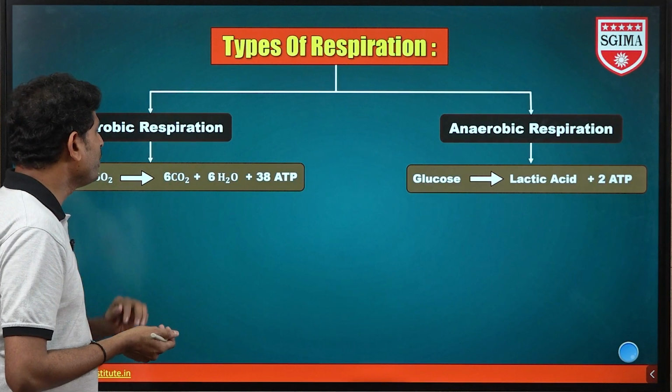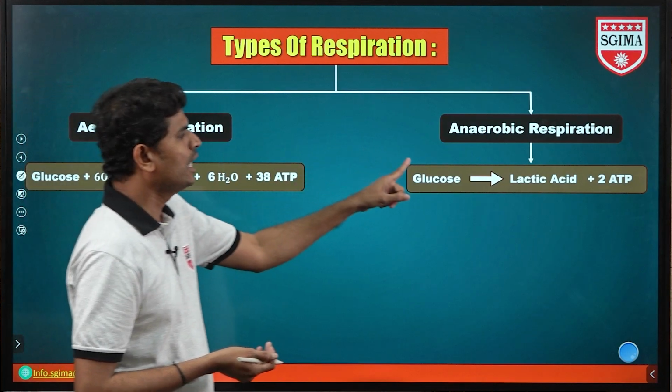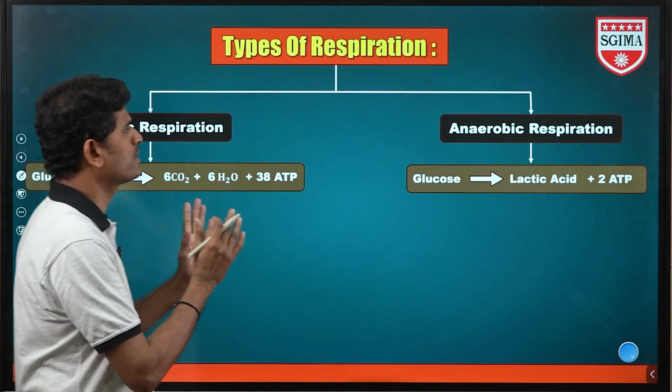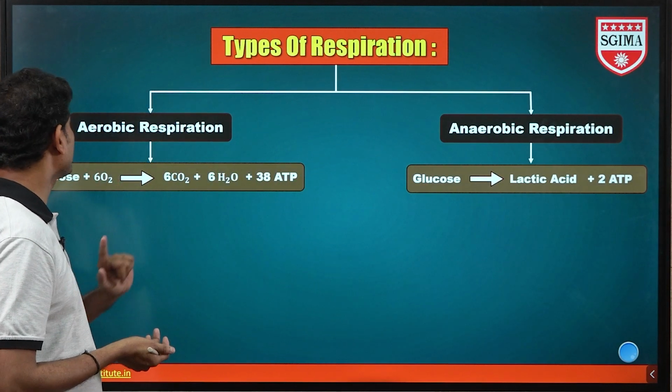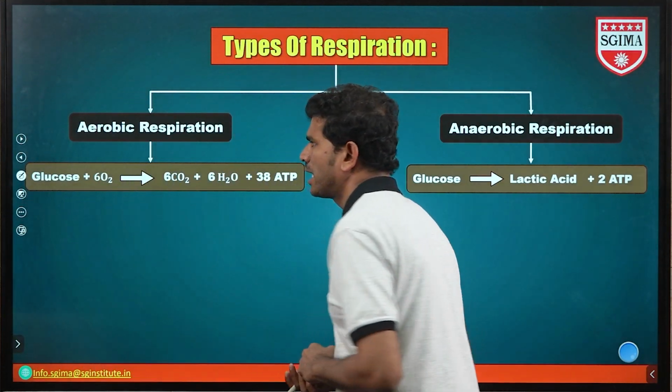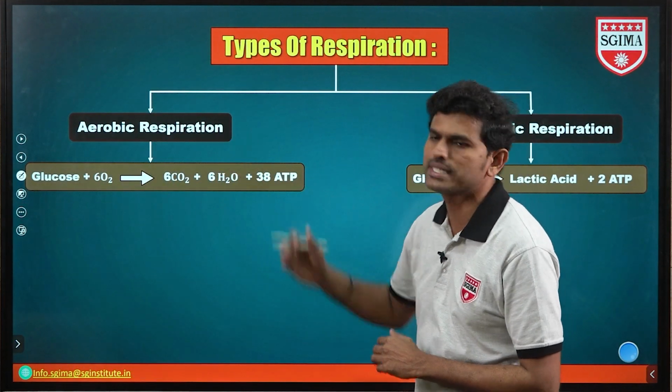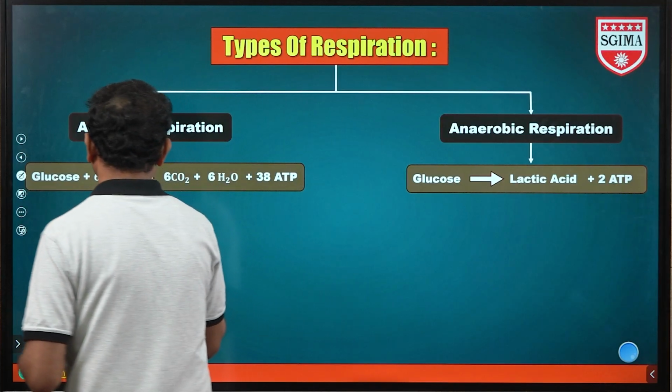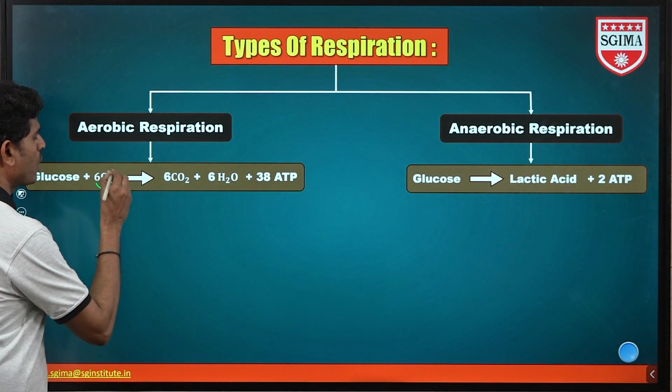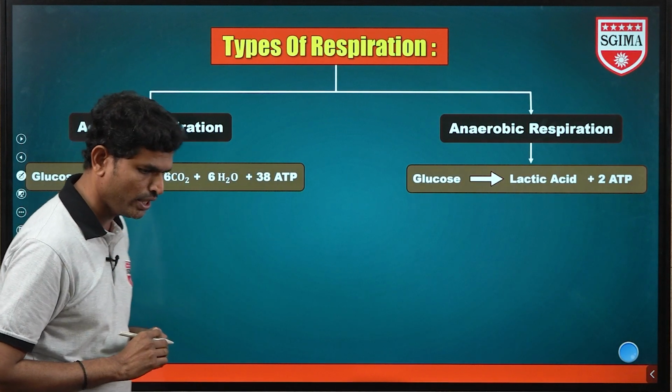Now aerobic respiration and another one is anaerobic respiration. These are the two types of respirations. So aerobic respiration, what is it? Aerobic, this word indicates which one? Oxygen. So in this reaction oxygen is compulsorily utilized.